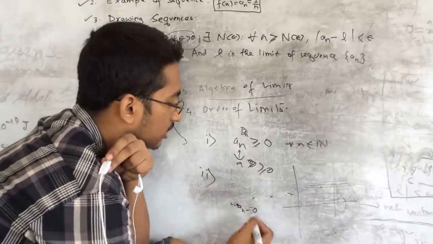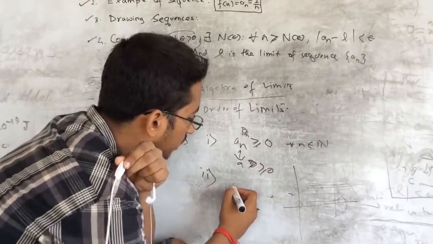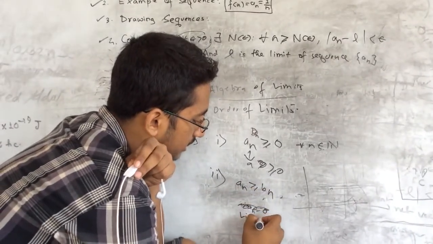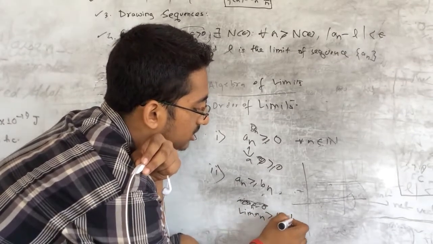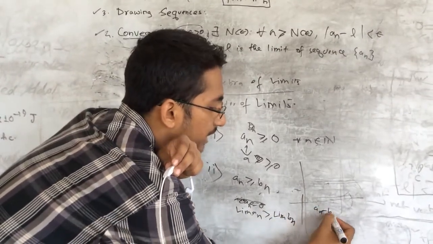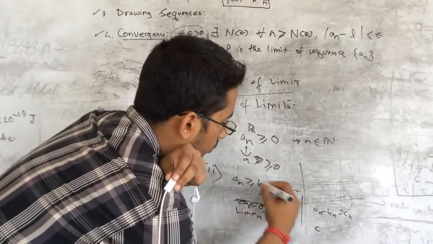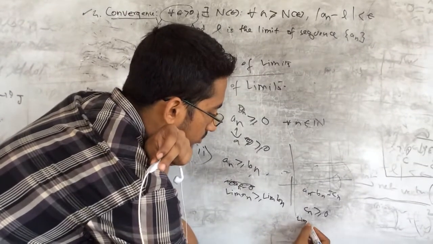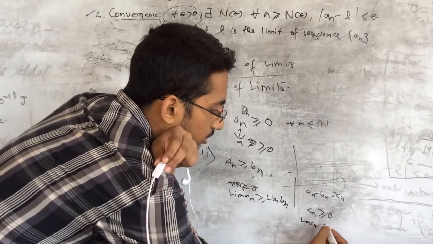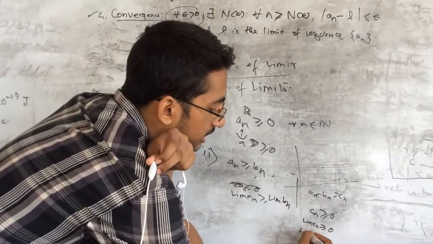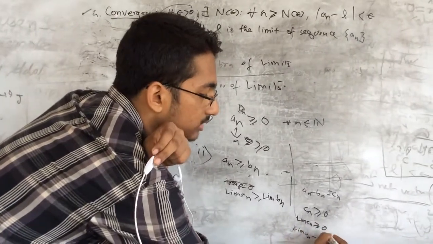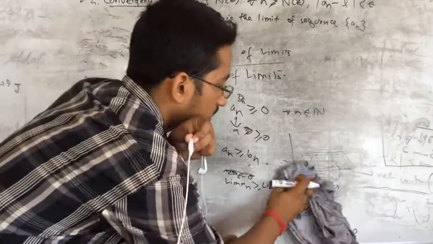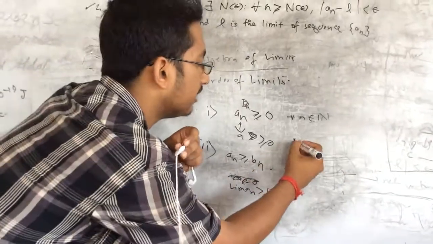And the next thing is just a corollary of this. If a_n is greater than or equal to b_n, then limit a_n is greater than or equal to limit b_n. For this proof, just take c_n equal to a_n minus b_n. So from here c_n is greater than or equal to 0, so limit c_n is also greater than or equal to 0. So from the algebra of the limits, limit c_n is equal to limit a_n minus limit b_n, which is greater than or equal to 0, and there is the result. This is a simple corollary.